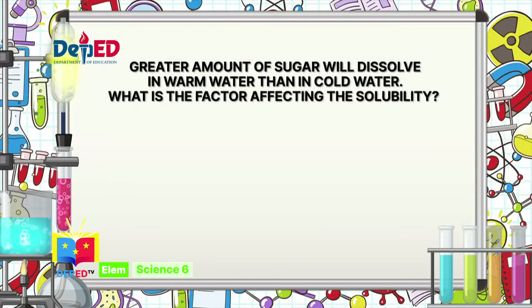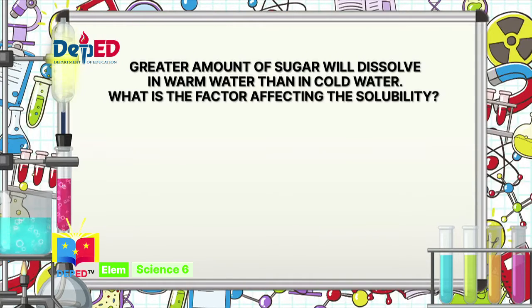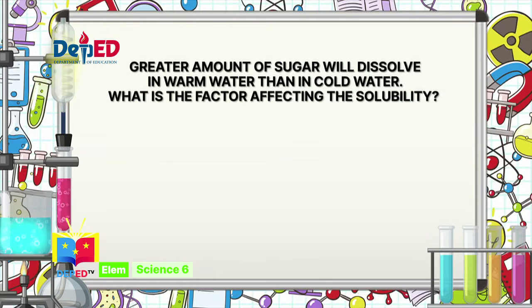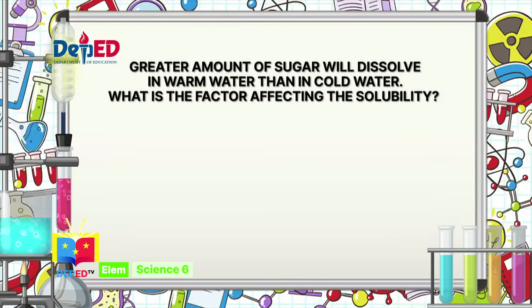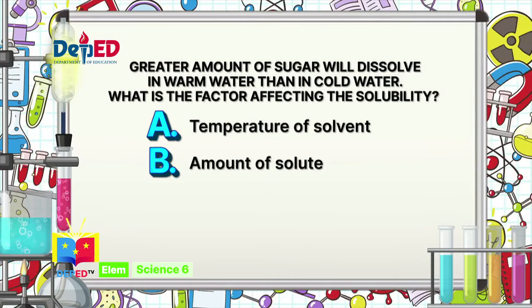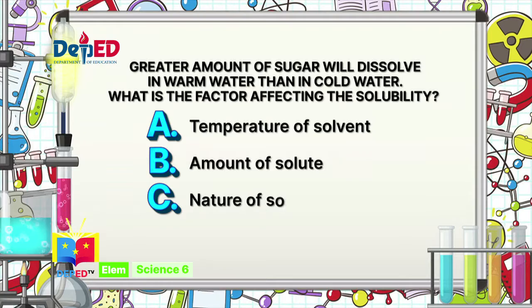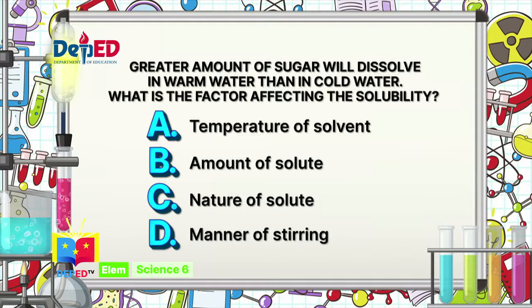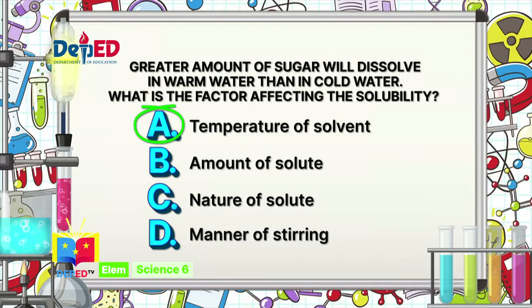Number 3. A greater amount of sugar will dissolve in warm water than in cold water. What is the factor affecting the solubility? A. Temperature of solvent. B. Amount of solute. C. Nature of solute. Or D. Manner of stirring. The correct answer is A. Temperature of solvent.